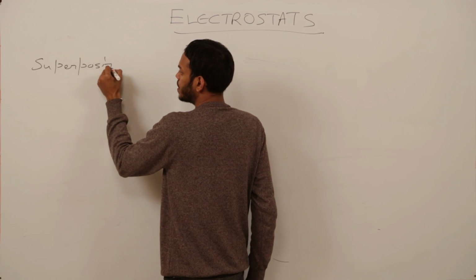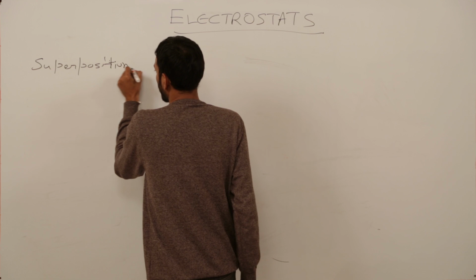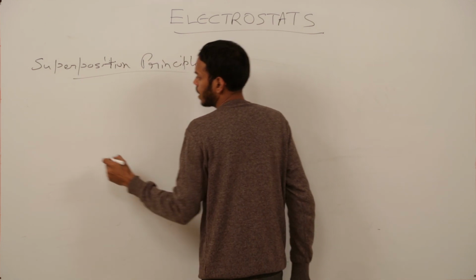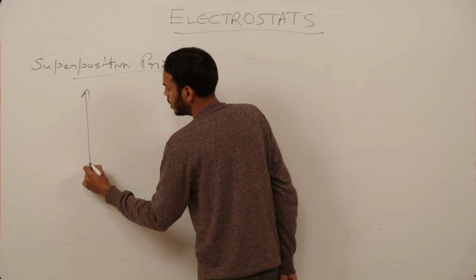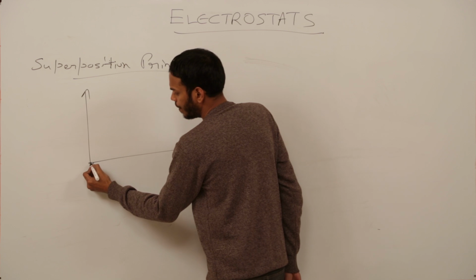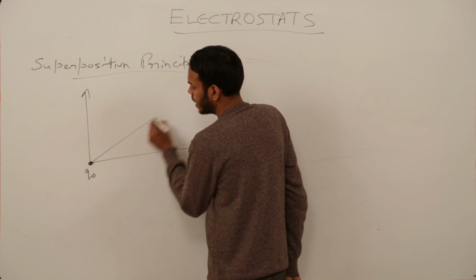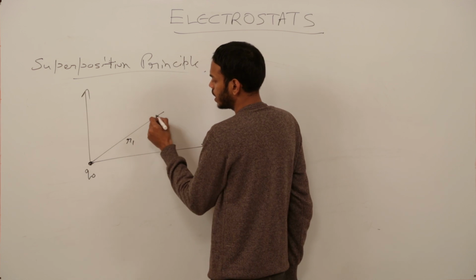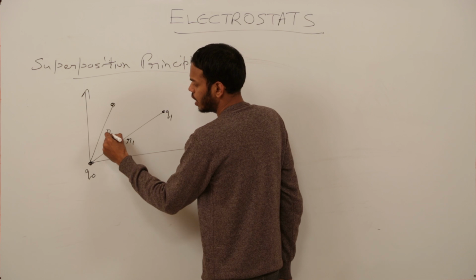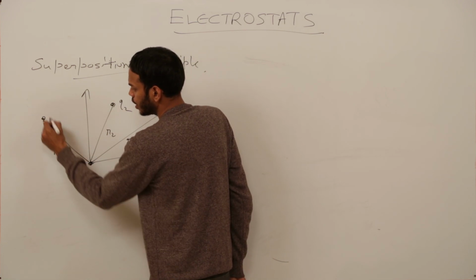Superposition principle means... Consider this plane, the whiteboard. We have a small charge Q0 at the origin. At distance R1, let us say there is a charge Q1. At distance R2, Q2. Distance R3, Q3.